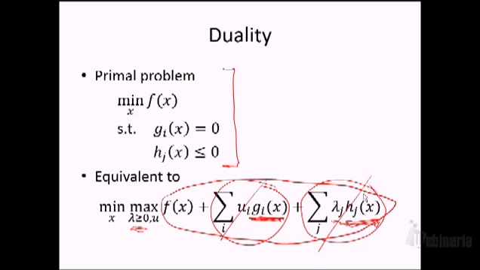And this tells you why it is important to choose the sign of lambda j carefully. If we have a less than or equal constraint, this sign has to be positive. On the other hand, if we have constraints that are greater than or equal, this sign has to be negative. Because again, for any feasible x, we want this maximization to be obtained at lambda j equal to 0. So, for a feasible x, we are just left with f of x.